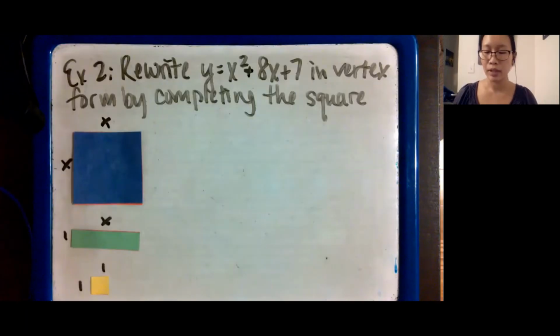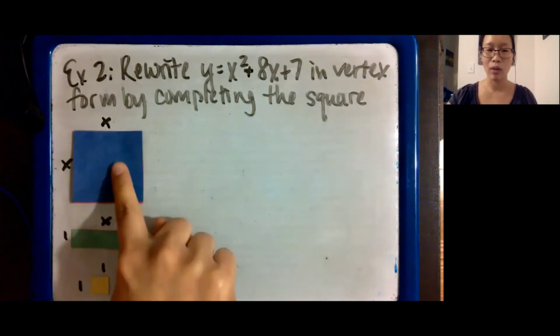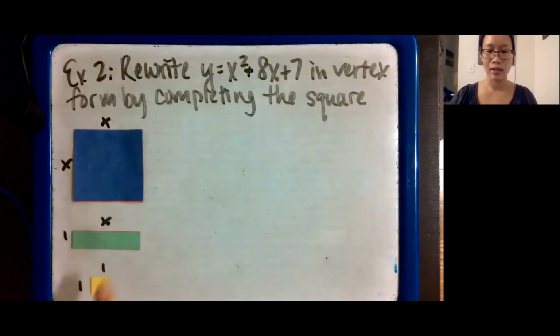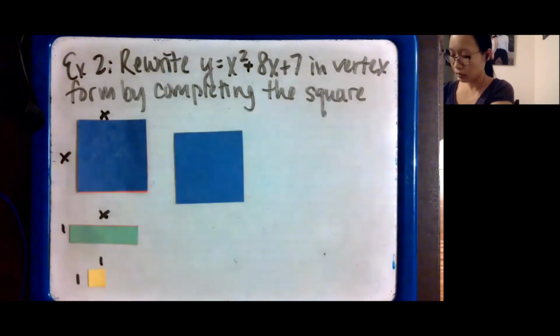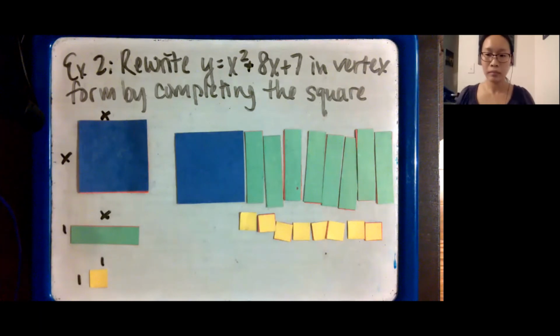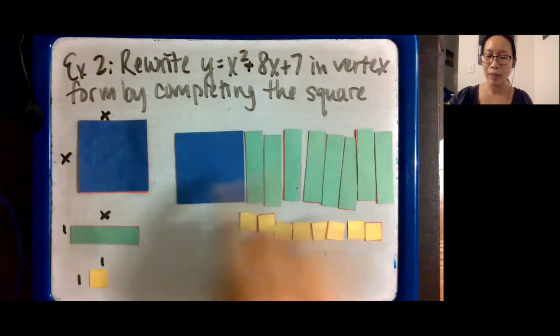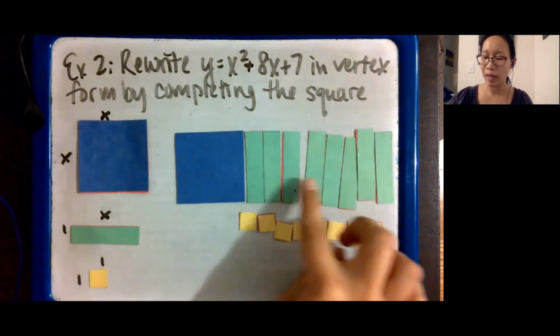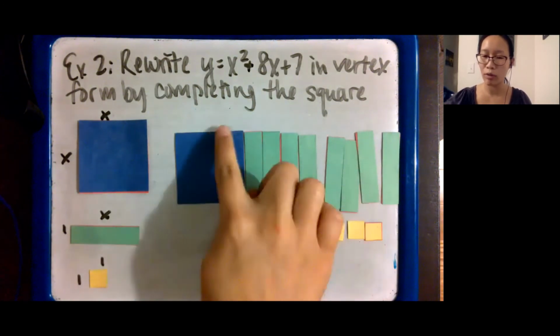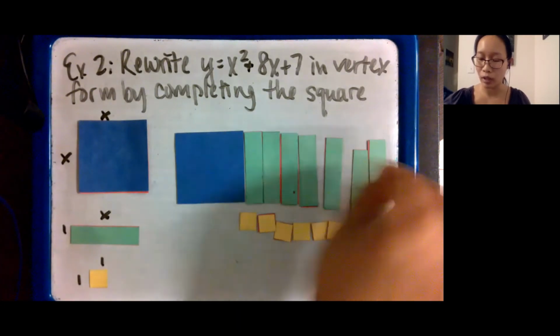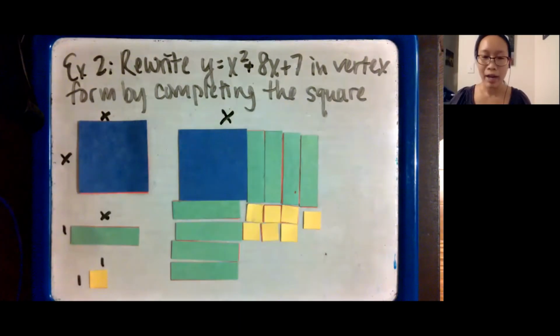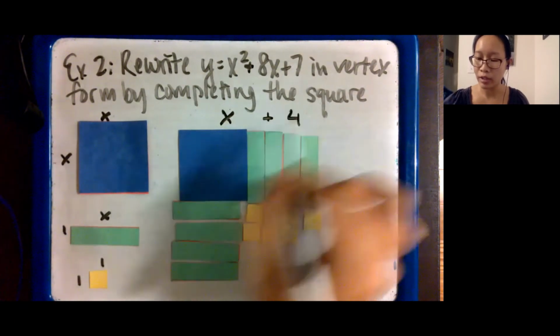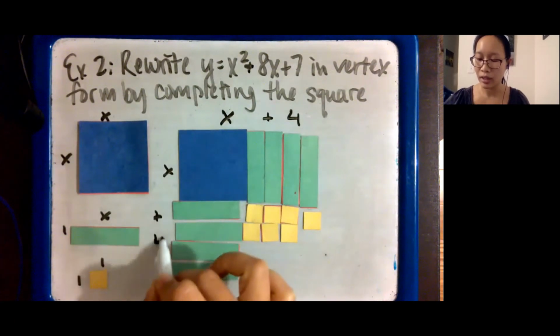Our second example is rewrite y equals x squared plus 8x plus 7 in vertex form by completing the square. If I were to model this, I would have 1 blue x squared, 8 green x's, and 7 yellow ones. To make this a square, I have to have the same number of x's on the top and on the left. So I'm going to split my 8 x's into 2 groups, so 4 on the top and 4 on the left.